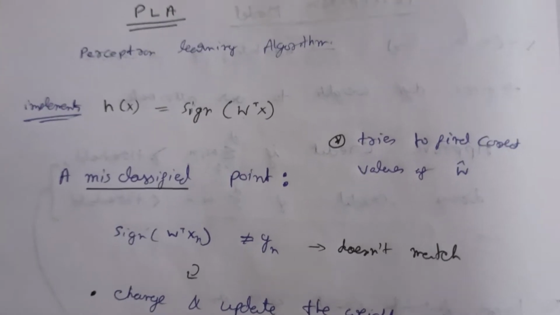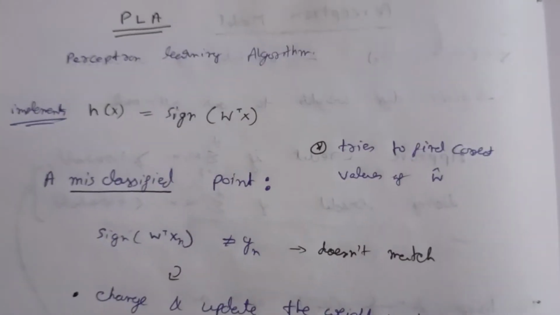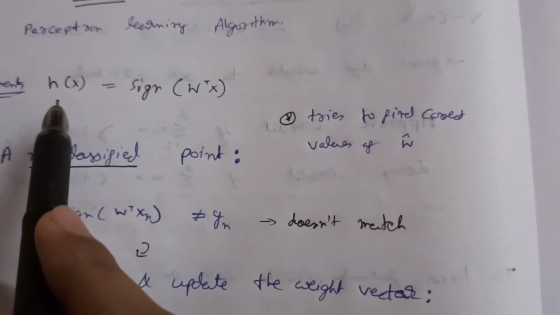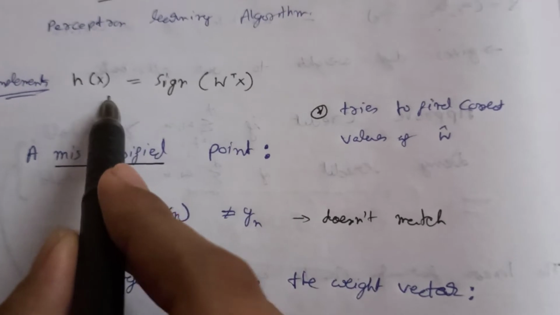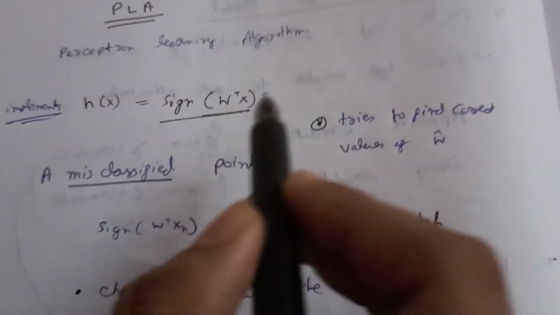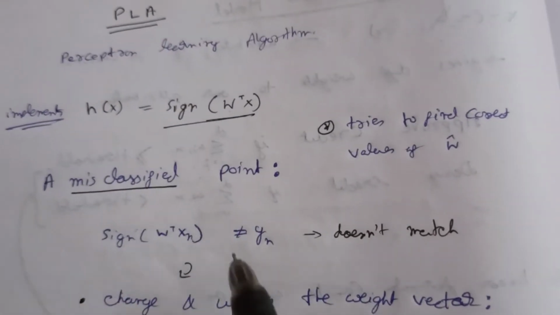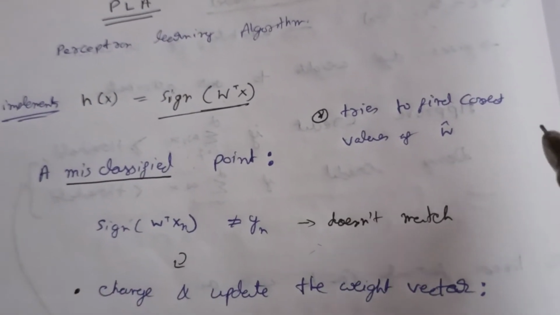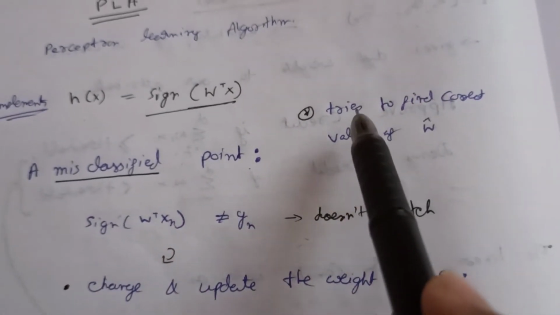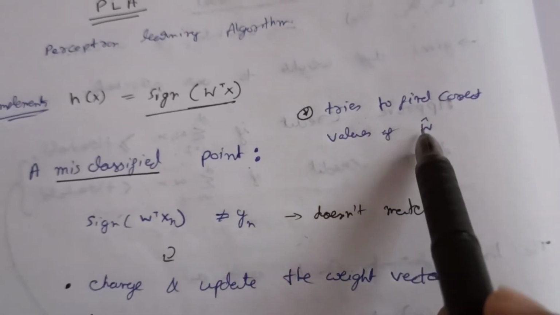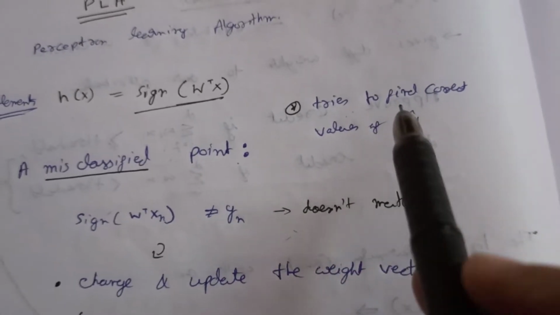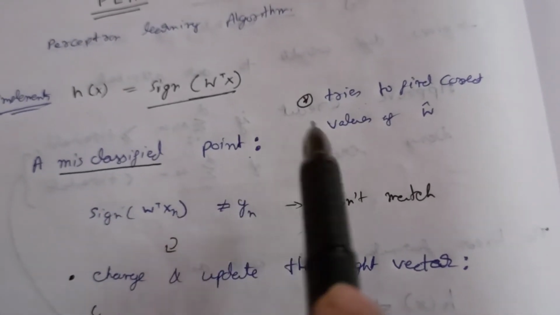Now we are going to see the perceptron learning algorithm and how it works. First, this is the function we got from our previous part, that is h of x is sine of w transpose x. Remember this. Now, in the PLA, or perceptron learning algorithm, first we get one misclassified point. We want to find the correct values of the weight vector, so we modify the weight vector every time we find a misclassified point and make it correct.